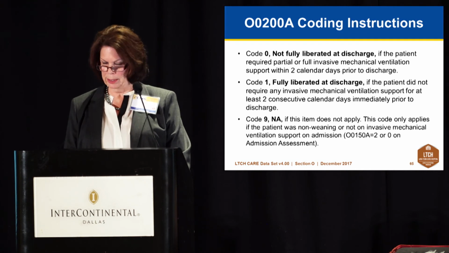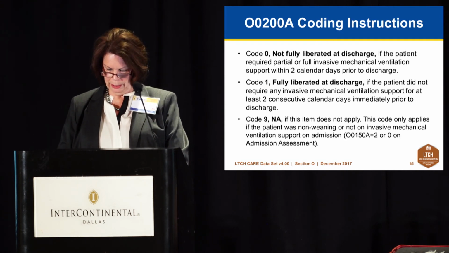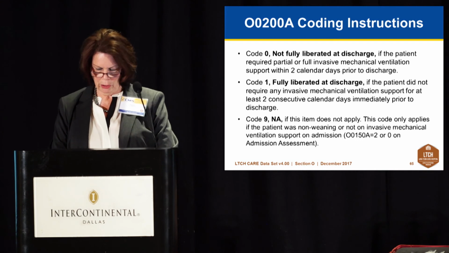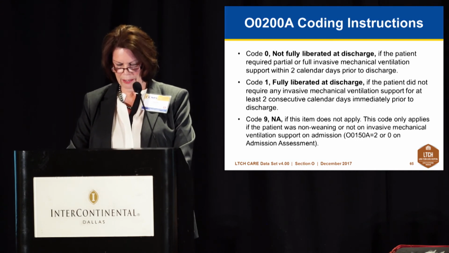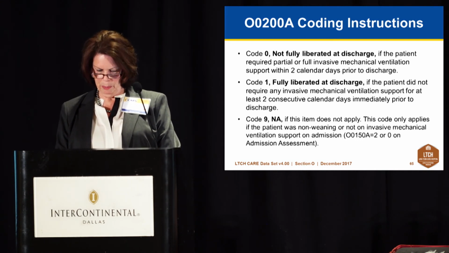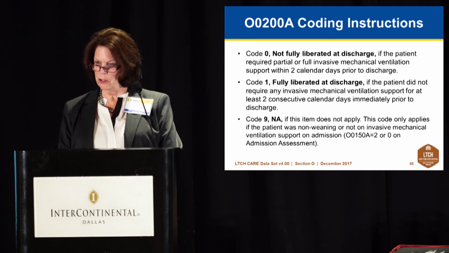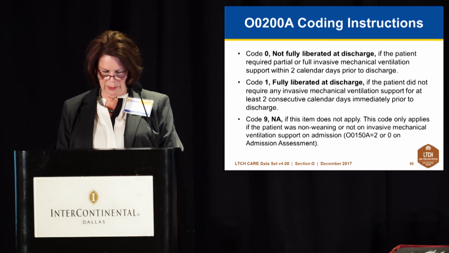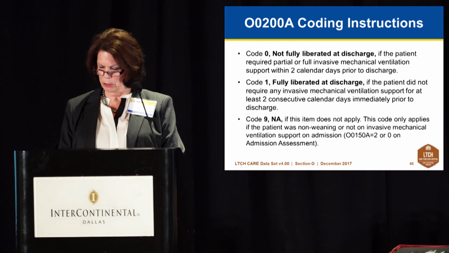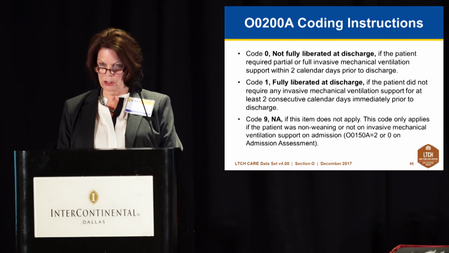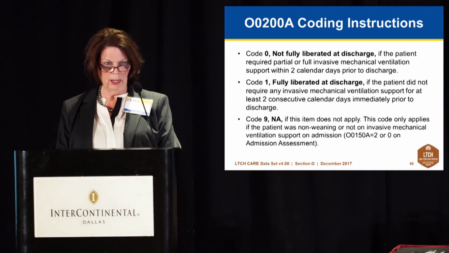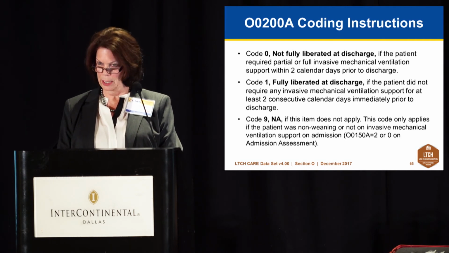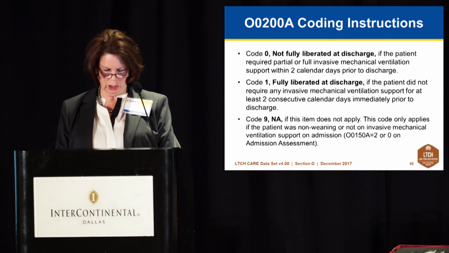You have 3 choices for coding 00200 ventilator liberation rate. You're going to code this data element 0, not fully liberated at discharge, if the patient required partial or full invasive mechanical ventilation support within 2 calendar days prior to discharge. You're going to code this data element 1, fully liberated at discharge, if the patient did not require any invasive mechanical ventilation support for at least 2 consecutive calendar days immediately prior to discharge.